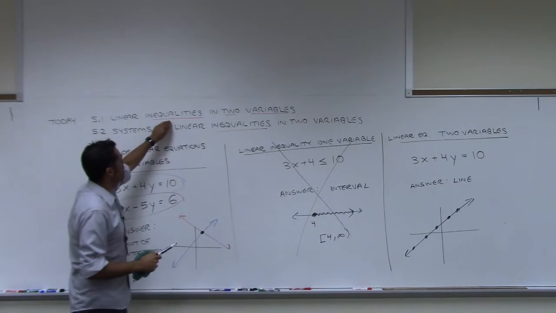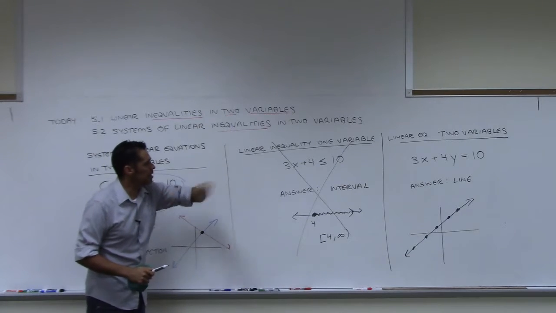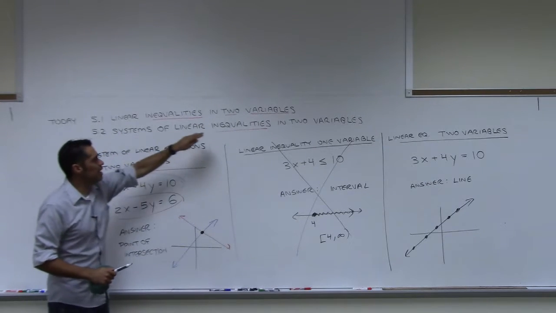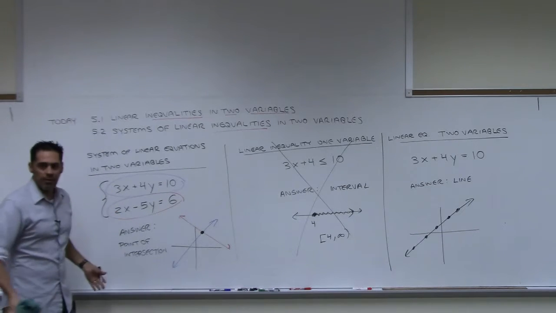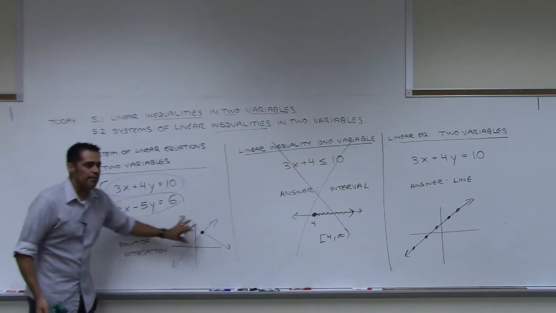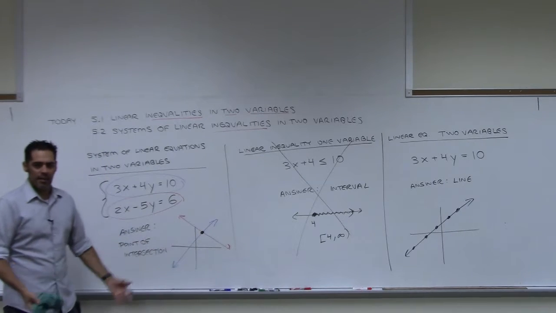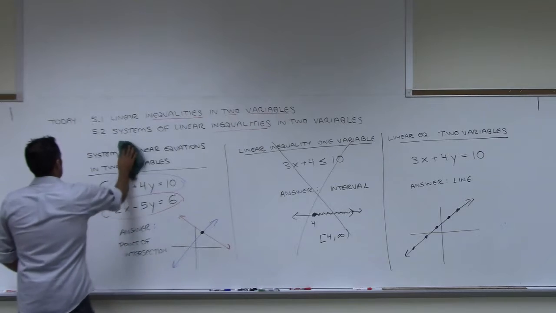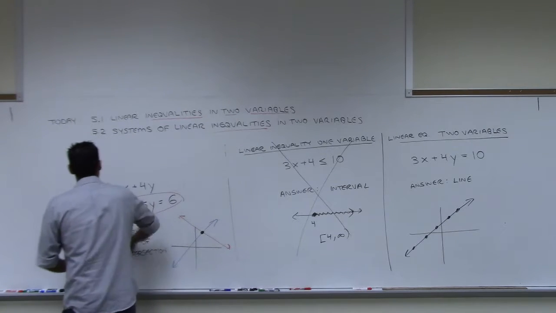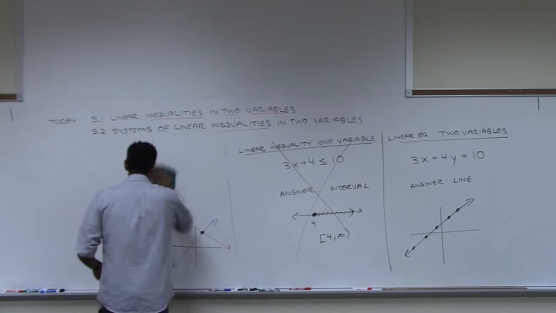We're going to do linear inequalities in two variables. That's that switch to inequality. Systems of linear inequalities in two variables, switching both of those to inequalities, and talking about what those answers look like, what do they look like visually, right, and how do we write the answers. Understand? Okay. So let's start out with the linear inequalities in two variables.